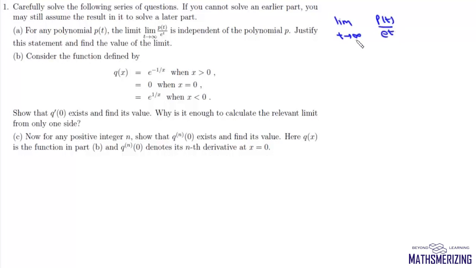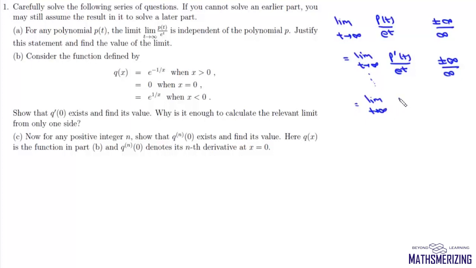Now if we put t as infinity, this numerator will be plus or minus infinity, and then e to the power infinity will be infinity. So when it is infinity upon infinity form, we can use L'Hopital's rule. And if we use L'Hopital's rule, we can write this as the limit as t tends to infinity of p dash t upon e to the power t. Then again it will be plus minus infinity upon infinity, so we can differentiate it again.